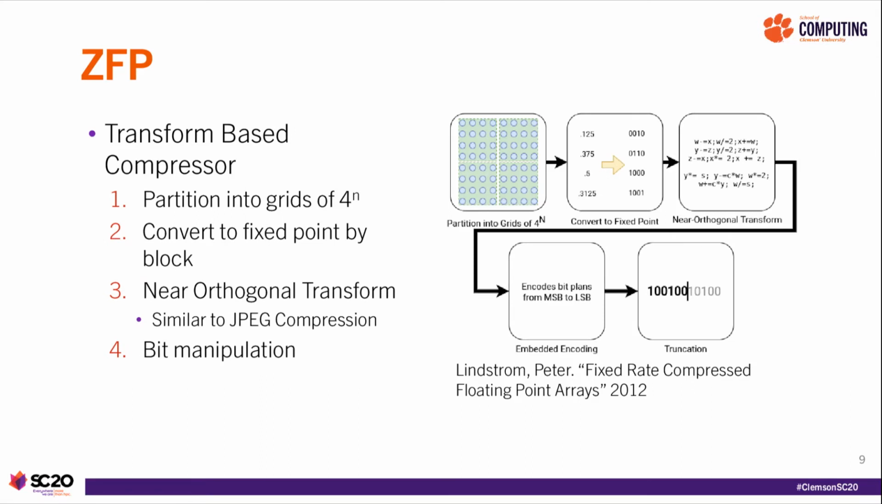ZFP is a transform-based compressor. It partitions the data into blocks, converts those floating point blocks to fixed point by block, and then performs a near orthogonal transform. What the near orthogonal transform does is, instead of representing the actual value at each position, it represents the value at each position as a sum of patterns. And by summing these patterns, you're able to more accurately condense the set bits within a given block to the upper leftmost side. From there, bit manipulation can be performed, followed by truncation, to achieve a desired precision.